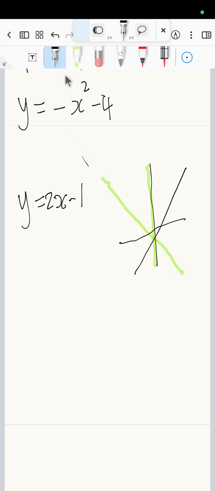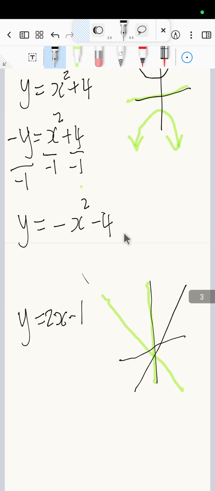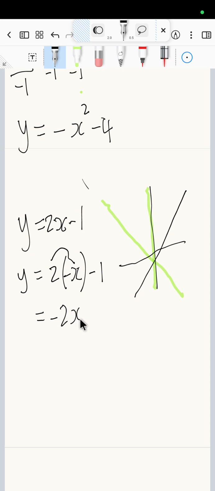Now let's just go back to our generalization. If I reflect in my y-axis, what happens? X became negative. Y stayed the same. So if I reflect in my y-axis, let's go to our equation over here, this one. What did we say about the y? The y stays the same. What did we say about the x? The x becomes negative. So I'm just going to put this in a bracket so that I know my x became negative. So this 2 is going to multiply with that. So this will equal minus 2x minus 1. And that would be the equation of my green line over there.